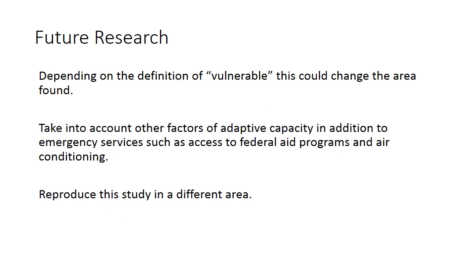So for future research, how can we go further with this? Well, we thought depending on your definition of vulnerable, this could change the area found. So this is the scenario formula I talked about before. Also, we could take into account other factors of adaptive capacity, in addition to emergency services. So things such as access to federal aid programs and air conditioning, so not just hospitals and fire departments. Another thing we could do is reproduce the study in a different area.